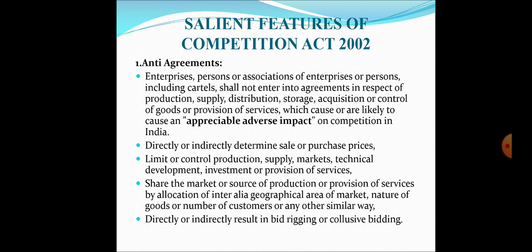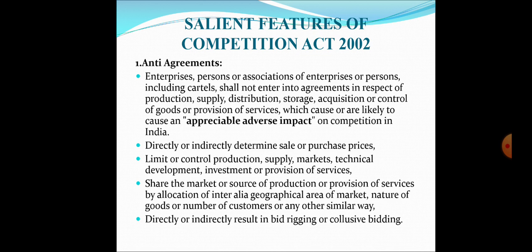Now coming to the first one, anti-agreements. It means enterprises, persons or associations of enterprises or persons, including cartels, shall not enter into agreements in respect of production, supply, distribution, storage, acquisition or control of goods or provision of services which cause or are likely to cause an appreciable adverse impact. Any agreement which may cause some adverse impact is not supposed to be made. That is why it is called anti-agreements.